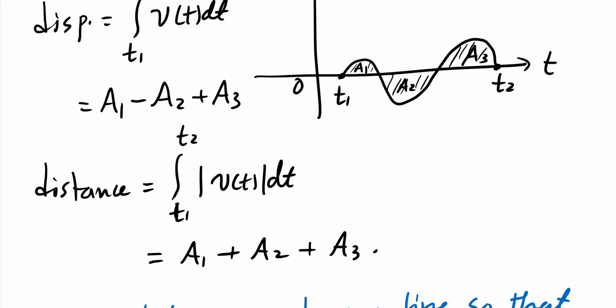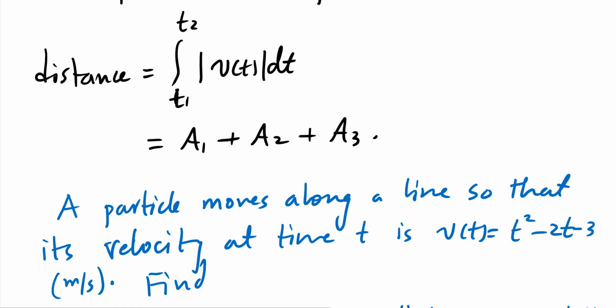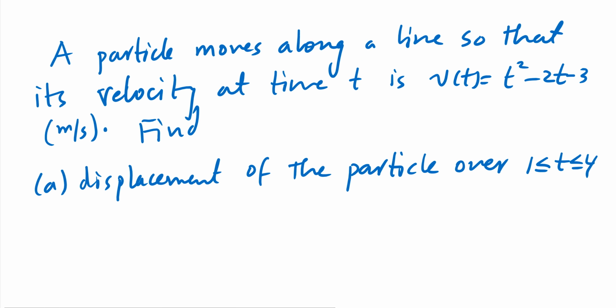And how do we apply this to an example? Let's say a particle moves along a line, meaning a straight line, so that its velocity at time t is given by v of t equals t squared minus 2t minus 3 meters per second. We would like to find the displacement of the particle over the interval from 1 to 4.